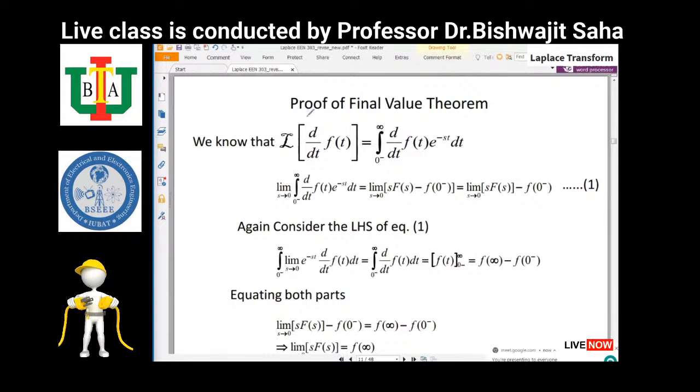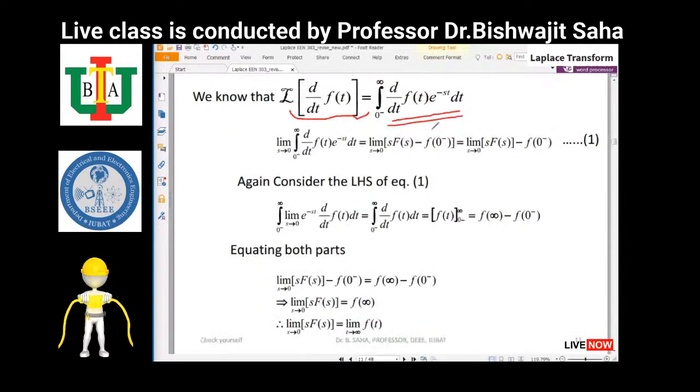So we are going to prove the final value theorem. Final value theorem is the Laplace of d by dt f of t equals to integral from 0 minus to infinity of d by dt f of t e to the power minus st dt. This is the Laplace transform of first derivative. Our target is to find out the final value theorem. That means we always consider the time is the final value of time actually. T is the infinity.